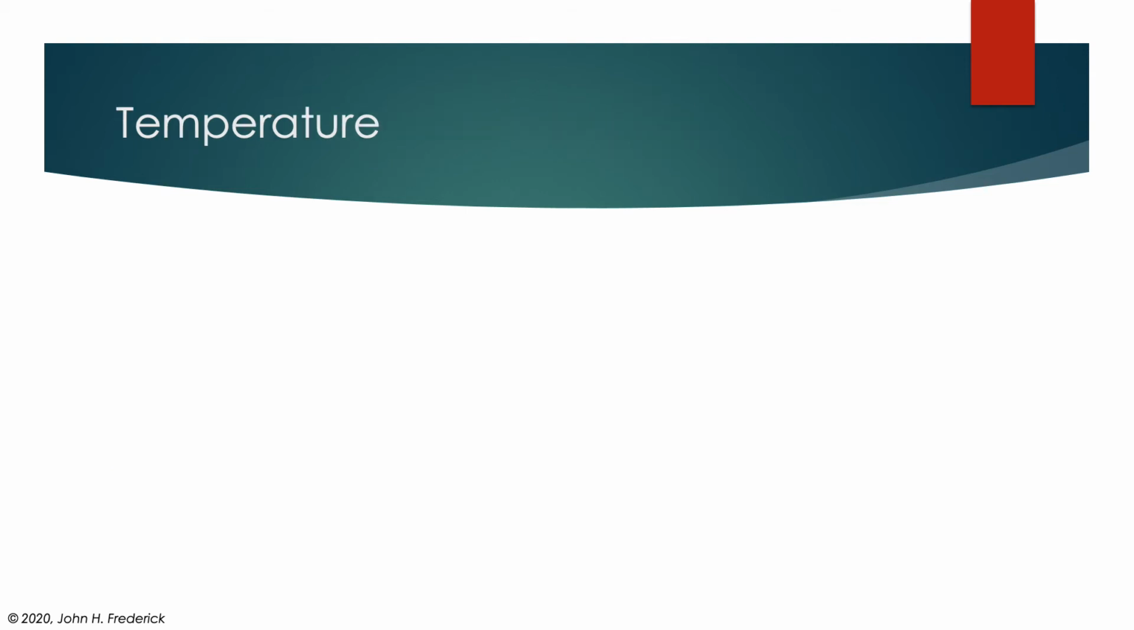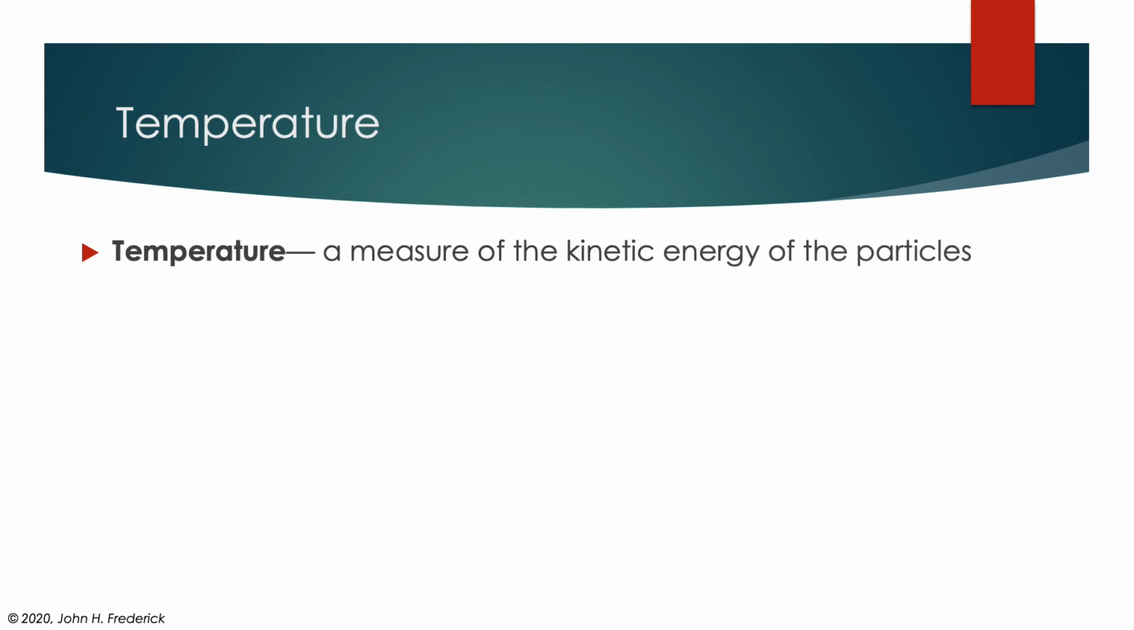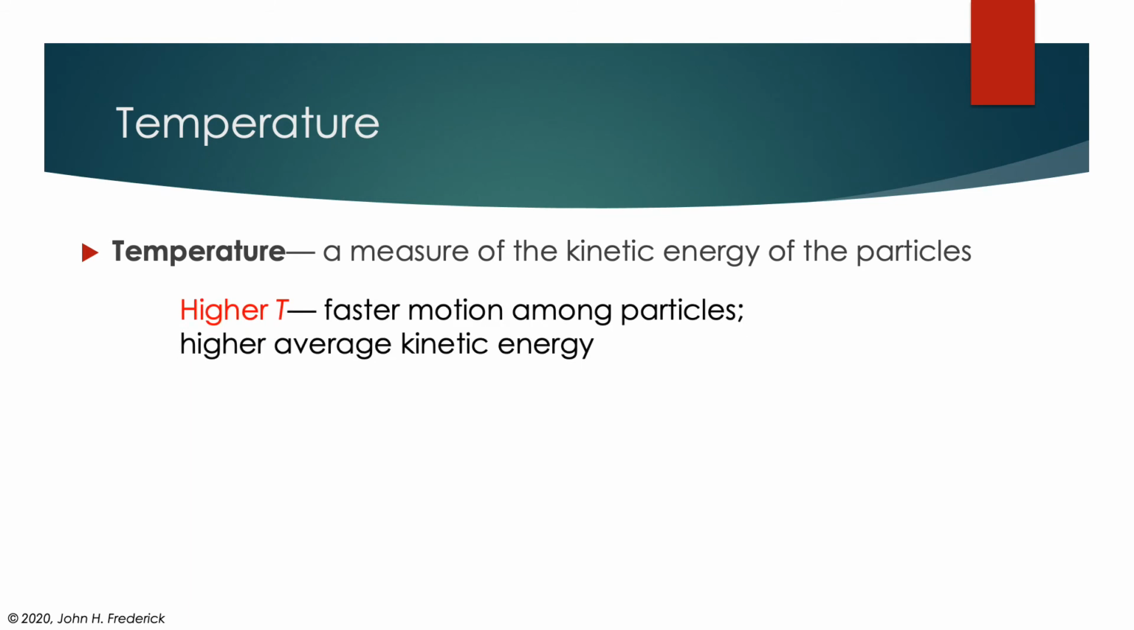All right, so let's talk a little bit about temperature. Now, I'm going to give you a definition of temperature that may be unlike one that you've seen before. I'm going to say that temperature is basically a measure of the kinetic energy of particles. I want you to think about that for a second. What is kinetic energy? Kinetic energy is the energy of motion. So if temperature is a measure of that kinetic energy, that means temperature is somehow intimately associated with the motion of particles. The higher the temperature is, the faster that motion is.